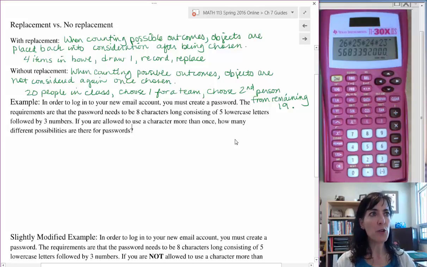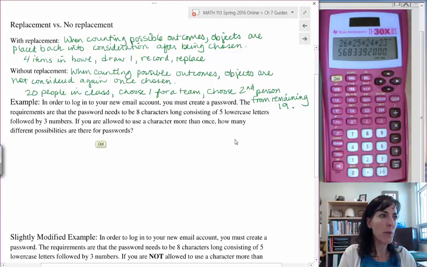In order to log into your new email account, you must create a password. The requirements are the password needs to be 8 characters long, consisting of 5 lowercase letters followed by 3 numbers. If you're allowed to use a character more than once, how many different possibilities are there for the passwords?